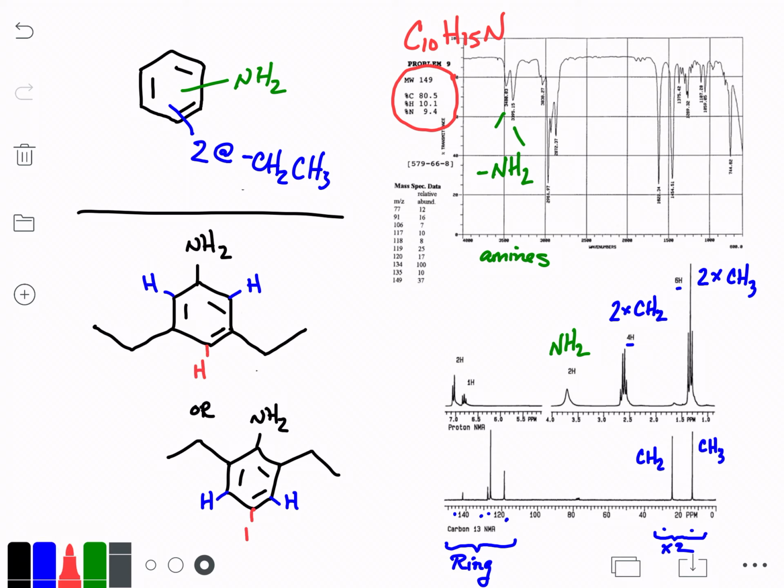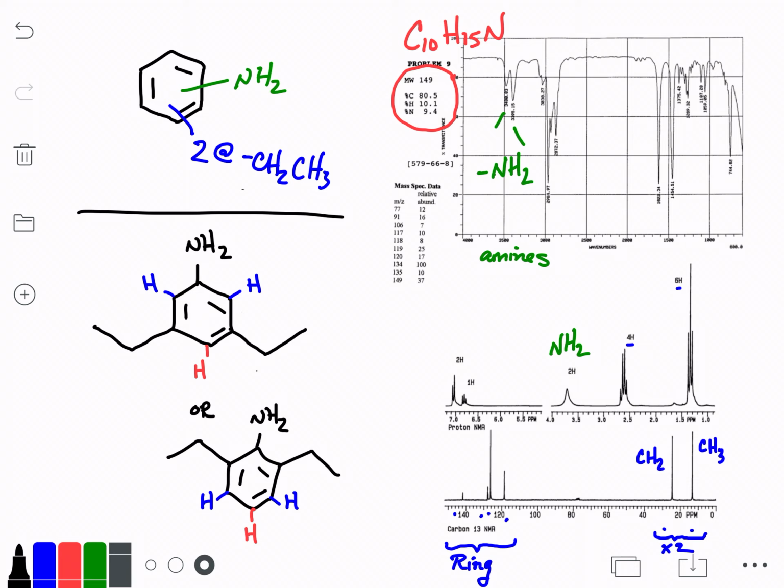These two hydrogens are symmetrical, and so I would expect to get only one signal from those guys. And then the other hydrogen on the ring is different. So how can I distinguish between these two? Because they would give me exactly identical IR readouts. They would give me very similar carbon NMR readouts. What I'm going to be looking for is proton NMR splitting.